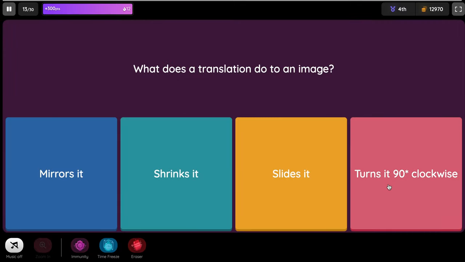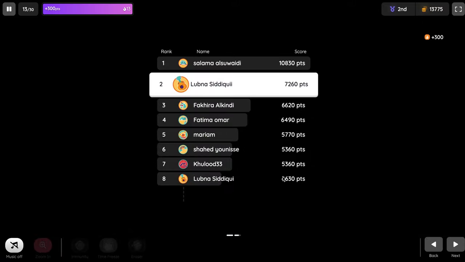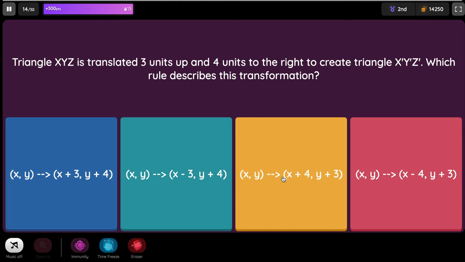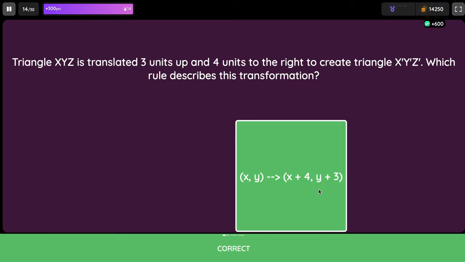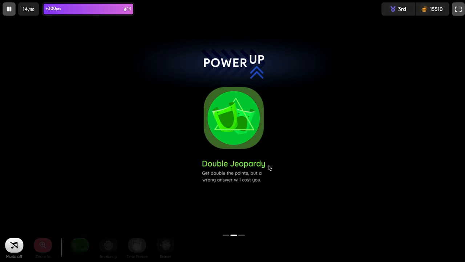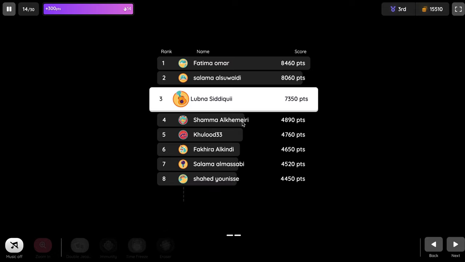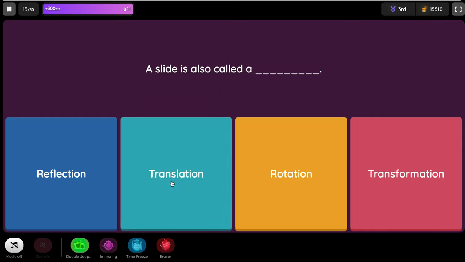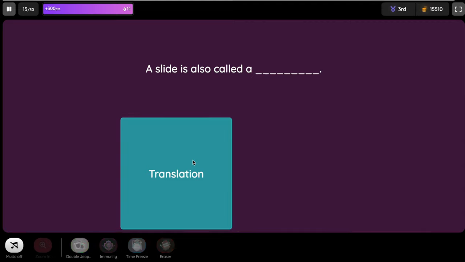What does a translation do to an image? Mirror, shrink, slide, turn it 90 degrees clockwise. Slide it. Triangle XYZ is translated 3 units up and 4 units to the right to create triangle X prime, Y prime, Z prime. Which rule describes the transformation? So 3 units up is y plus 3, and 4 units to the right is x plus 4. So x plus 4, y plus 3. A slide is also called a reflection, translation, rotation, transformation. A slide is also called a translation.